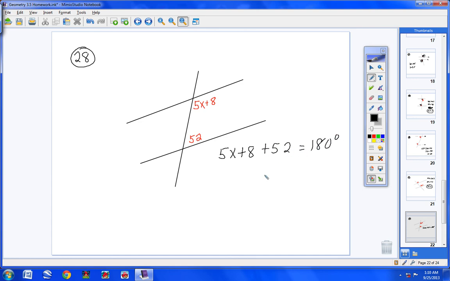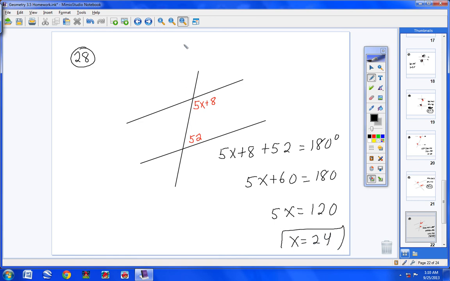Now I can do some simplifying over here. I now have 5x plus 60, because 8 plus 52 equals 60. Now I'm going to bring the 60 over and make it a negative 60, and when I do, I'm left with 5x equals 120. Now divide both sides by 5, and you should get 24 for number 28, 24.